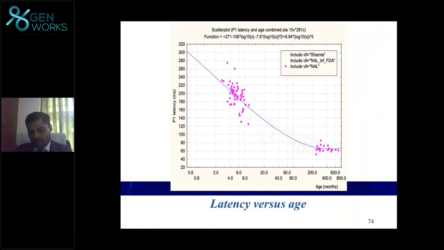Now, how is it important? We use it for different conditions. Number one, we use it for assessing a child's hearing when ABR and OAE fail, but the child can still hear, we can assess it, right? We can assess the development of the auditory cortex. Now, this is very important.